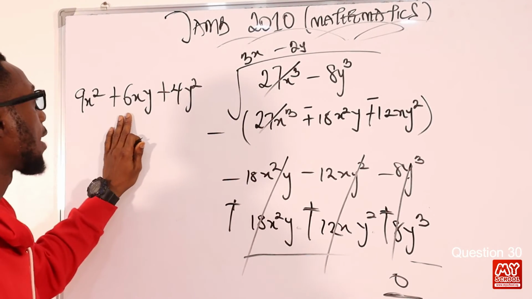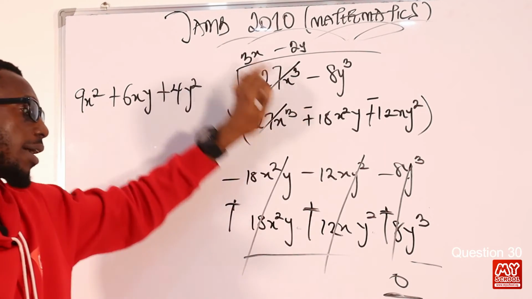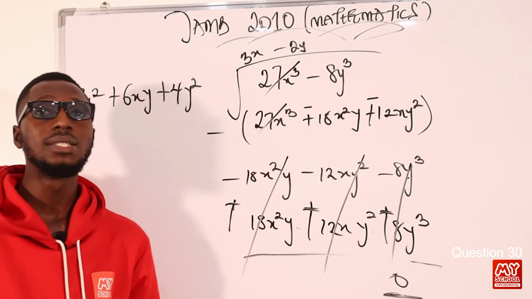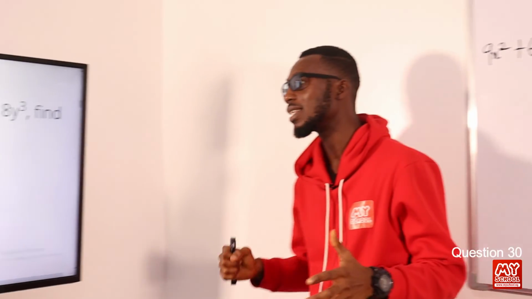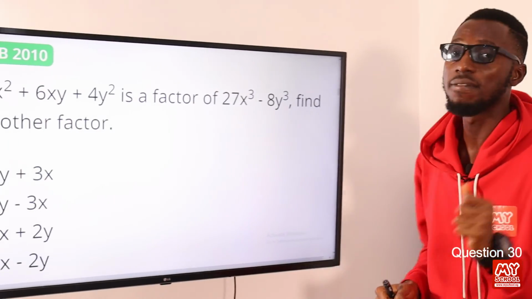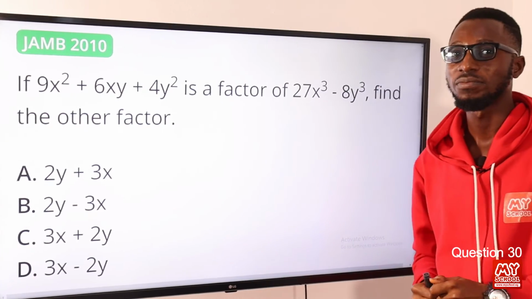So remember your divisor, your dividend, your quotient or the other factor, then your remainder. So our answer is 3x minus 2y. Let's move back to the screen to secure 3x minus 2y. We can find that in option D, so option D is the correct option.